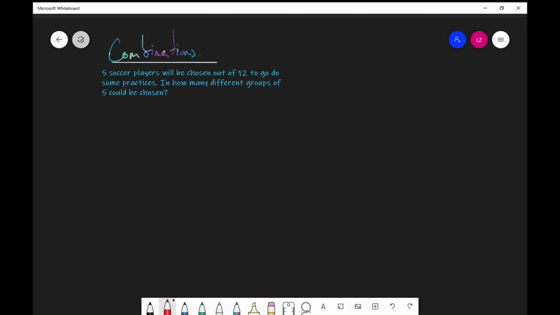Now, for clarification, if we pick 5 players, say A, B, C, D, E, it doesn't matter in which order we pick them, as long as we picked these 5. They're all the same in terms of combinations. Now I could go in reverse, or I can go like this, and these are all the same for combinations, because combination doesn't care about arrangements. But they are different for permutation.